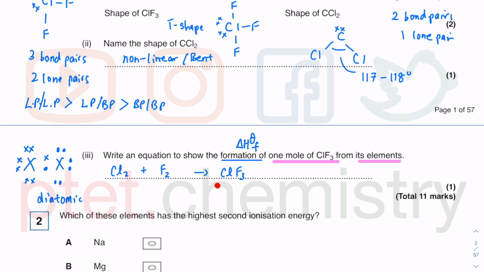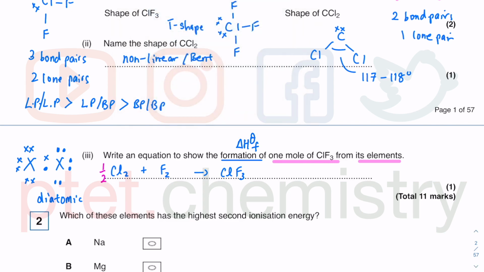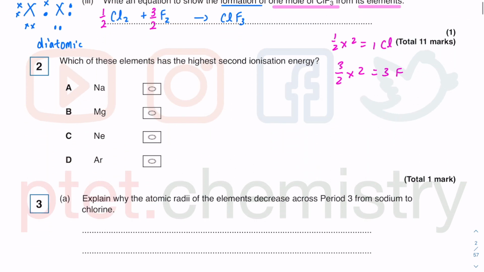Got to balance the equation. Cannot have more than 1 mole because the question specifies 1 mole of these. So you've got 1 chlorine atom, and therefore I need to put a half Cl2 in front. You've got 3 fluorine atoms. You need to put 3 over 2 because a half times 2 gives you 1 chlorine atom, and then 3 over 2 times 2 in the molecule, I get 3 fluorine atoms. And that's it for the 1 mark and overall 11 marks question there.